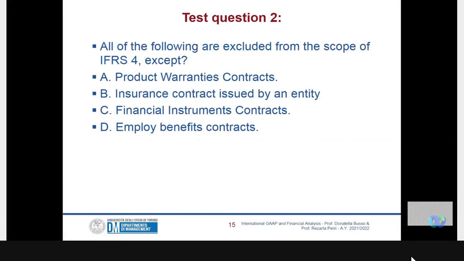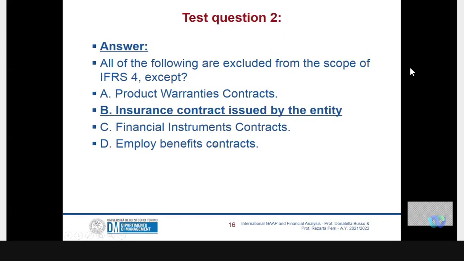Again, all these test questions have been previously included in your exams. So it's good to know how the insurance contract will be required and asked from you. If not with calculations, with multiple choice questions. Okay, all of the following are excluded from the scope of IFRS 4 except: product warranties contracts is excluded. Insurance contract issued by an entity, actually this is not excluded. That means that alternative B is correct.